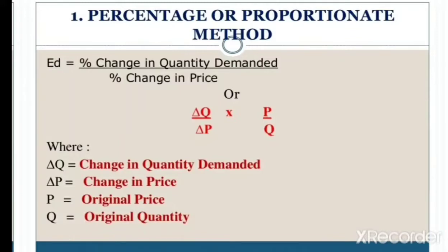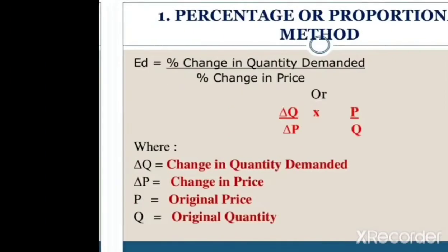So that's nothing but your percentage method or proportionate method. In your examination, if they ask this question for 2 marks, like explain the percentage method under elasticity of demand, you have to write this formula, and write what delta Q means, what delta P means, and what P and Q mean. Okay, so that's about your first method of measuring elasticity of demand. So what is the second method?